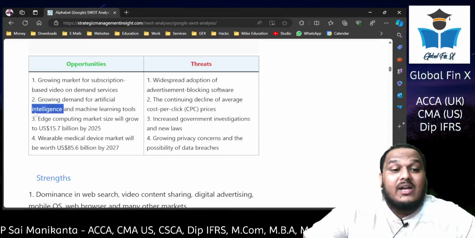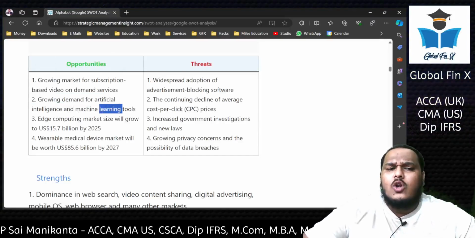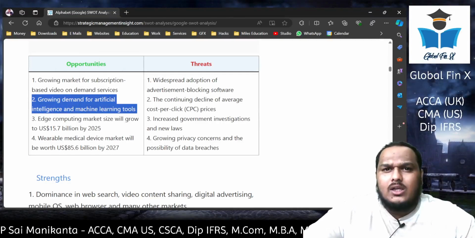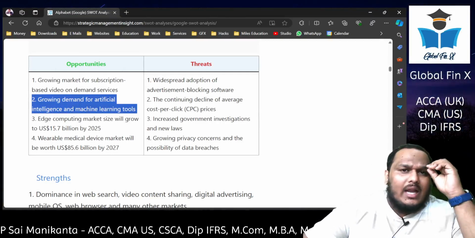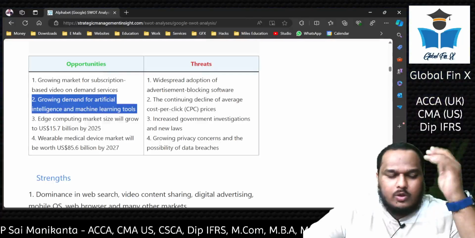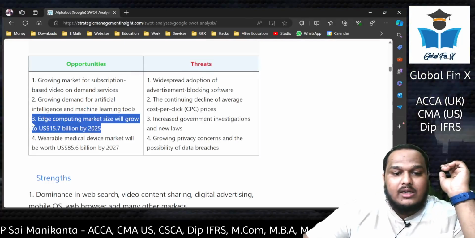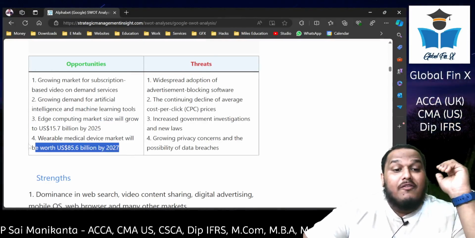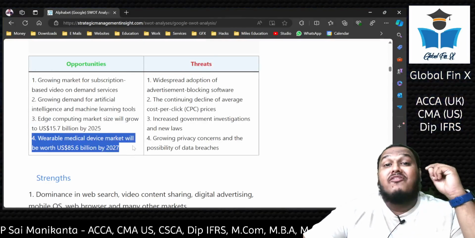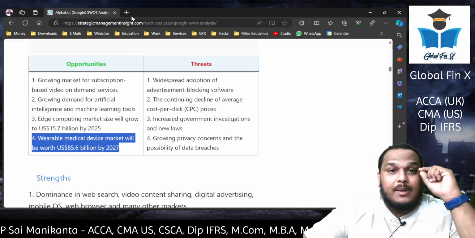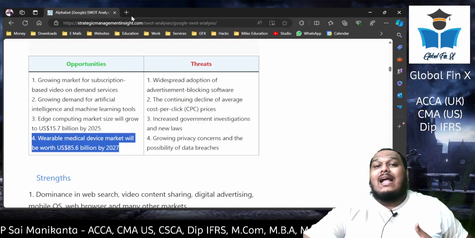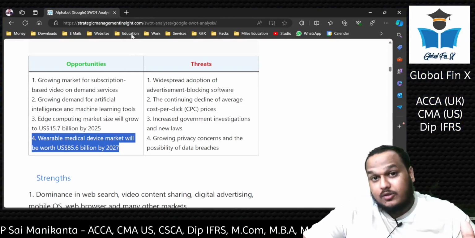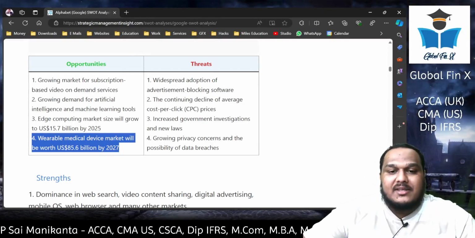Growing demand for artificial intelligence. Now Google has launched its AI tool, which is Gemini, right? Gemini AI, like a competitor for ChatGPT or whatever you want. Then edge computing market size will grow. Basically, cloud computing has more growth. Wearable medical device market, Google Fit. There is an app called Google Fit. I'm not sure if you know this or not. It tracks your footstep count, calories, sleep, and all that stuff. So that is another opportunity to exploit.